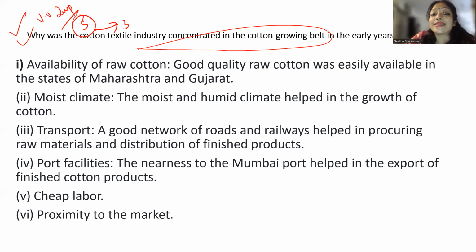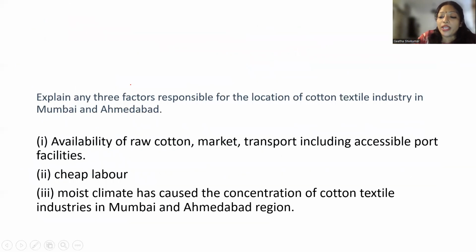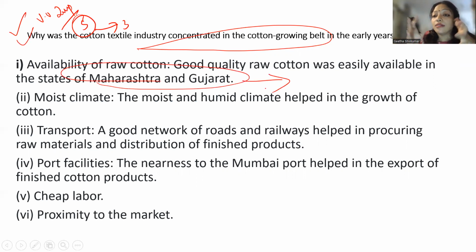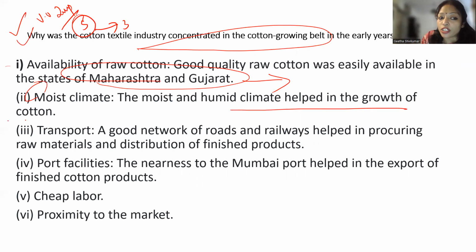The first one is availability of raw cotton. Good quality raw cotton was easily available in the states of Maharashtra and Gujarat. Which are the cotton growing states? Maharashtra and Gujarat, the two states where cotton is produced in large quantities. So the reason is the availability of raw cotton. Then climate: because of the moist, humid climate, cotton grows well.